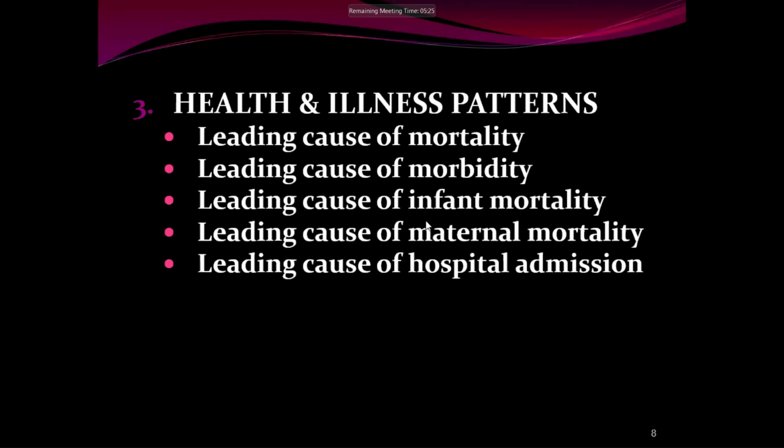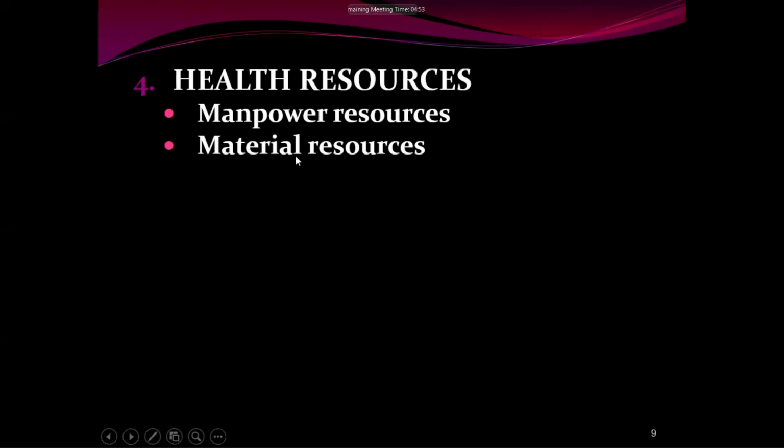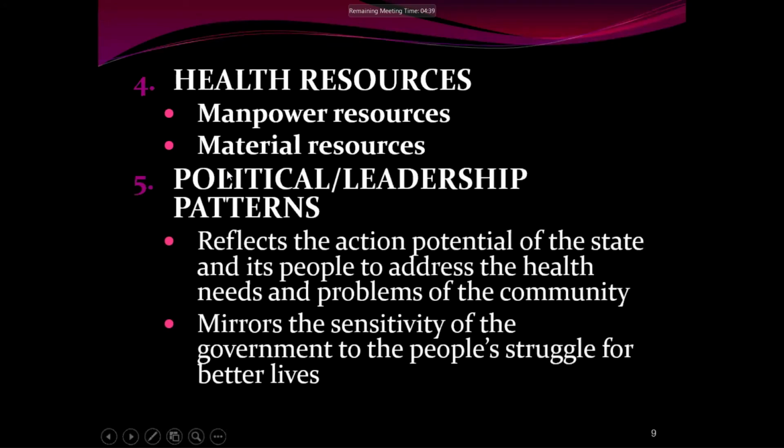Without morbidity and mortality information, we cannot estimate our intervention program. So before introducing the intervention program, we need to know the situation of morbidity and mortality in the community. Morbidity, I think you know, means prevalence of the problem and incidence of the problem. And then health resources: manpower resources, human resources, and material resources. What is the situation of human resources in the community?